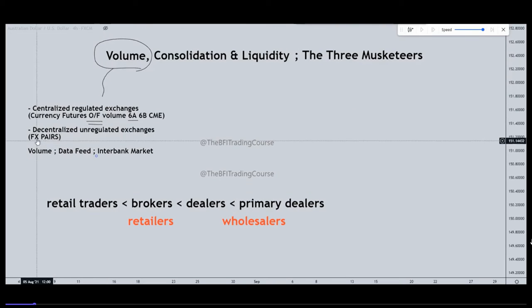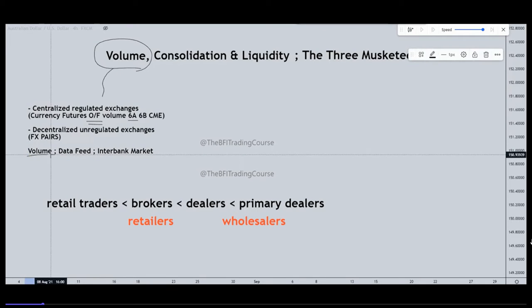Okay, and then you have pretty much most of these FX pairs and most of these brokers are decentralized, and they don't really offer reliable volume and order flow data, bid and ask data. But we just want to differentiate, it doesn't really affect the explanation here, but understand what exchanges you're using and understand where your volume is coming from, where your data feed is coming from.